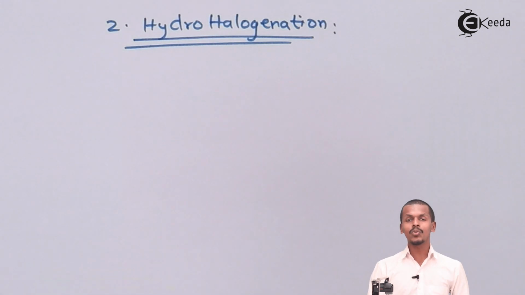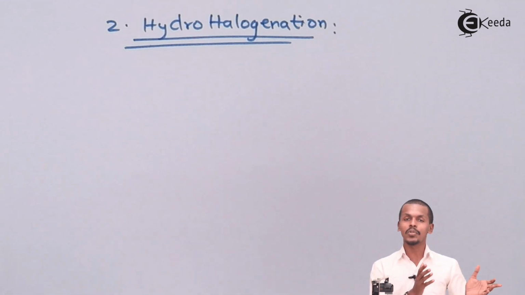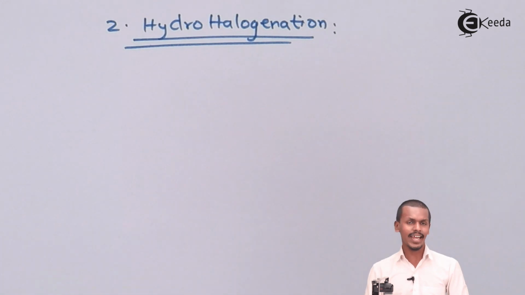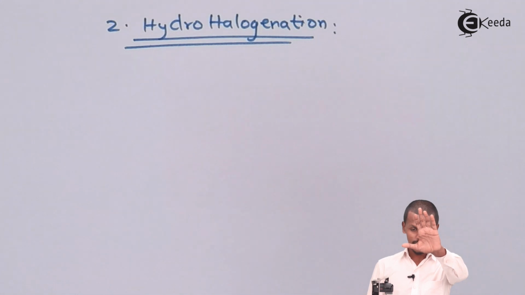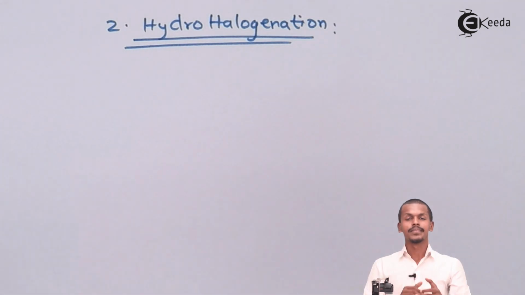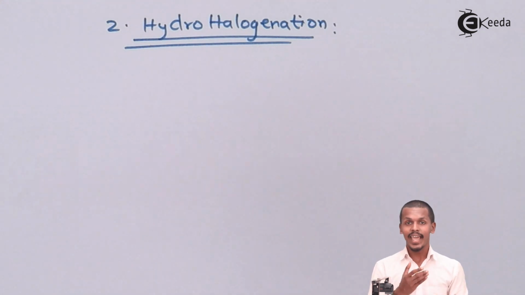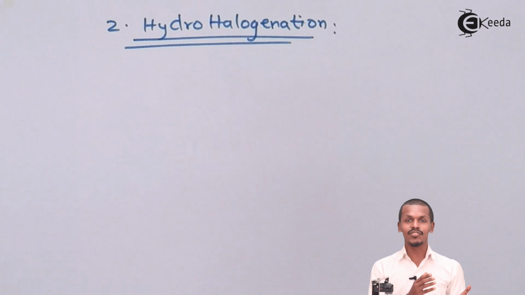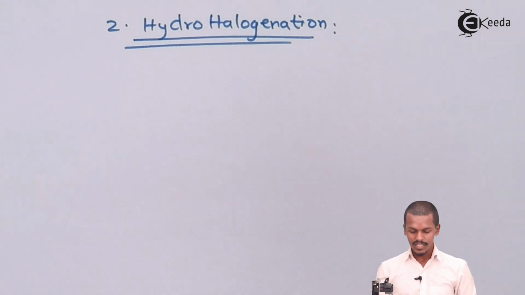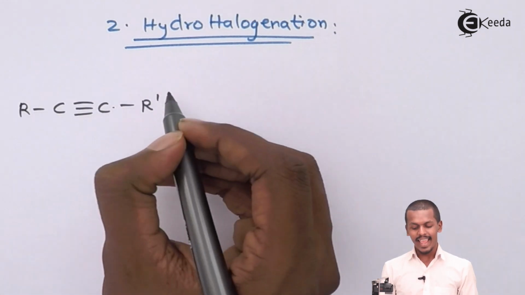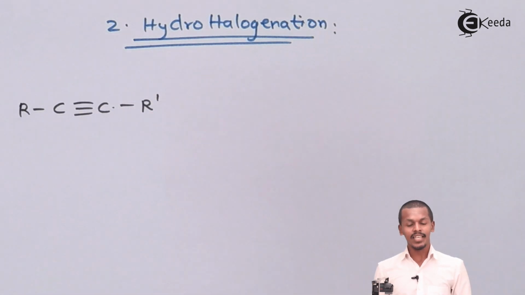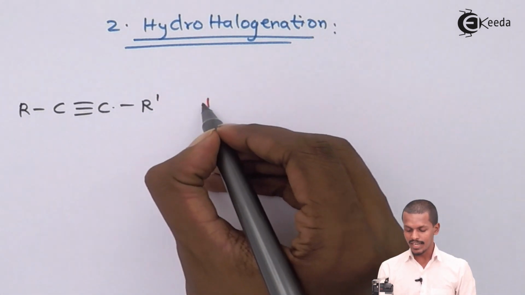hydrohalogenation. It is very similar to hydrogenation, because hydrogenation was also a kind of addition reaction, and this is also a kind of addition reaction. But instead of using the hydrogen molecule, here we are going to take a hydrogen halide, that is HX. Let me give a short example of a general reaction, and then we'll move on. So suppose we have an alkyne represented by this formula, and I am reacting it with a hydrogen halide like HX.